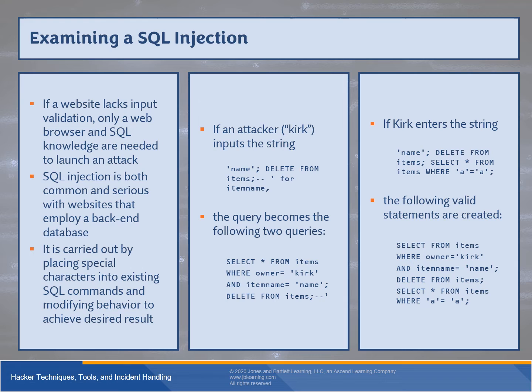If Kirk enters the string name, delete from items, select all from items where A equals A, the following valid statements are created. And statements are going to be separated by semicolon. That's going to be considered a standard statement. Select from items where owner equals Kirk and item name equals name. Delete from items. Select all from items where A equals A.